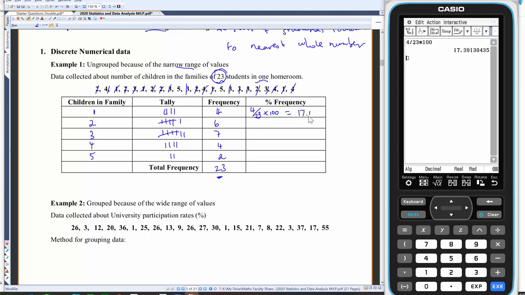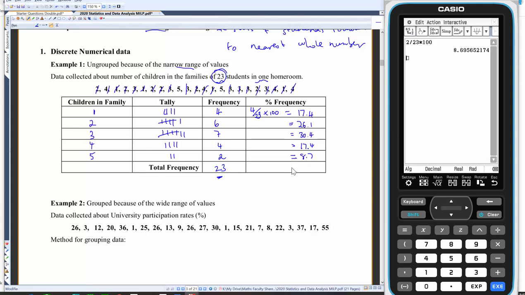Now, again, the question should tell you how to round it. Okay, 6 is going to be 26.1. 7 is going to be 30.4. That one there is going to be 8.7. And that one is 4, which is the same as this one, which should be 17.4.